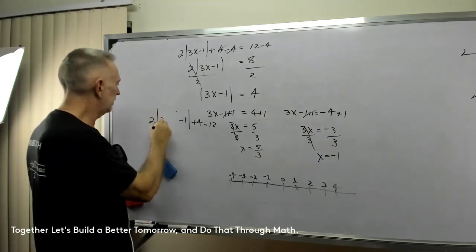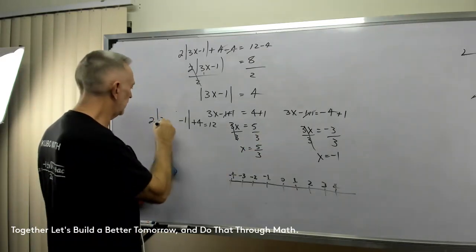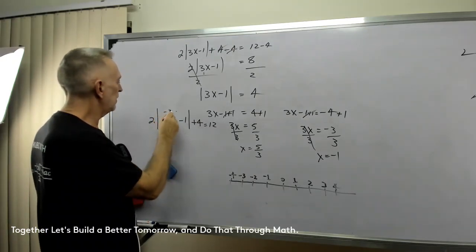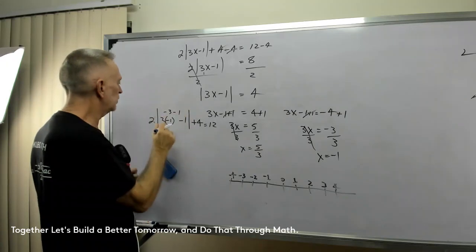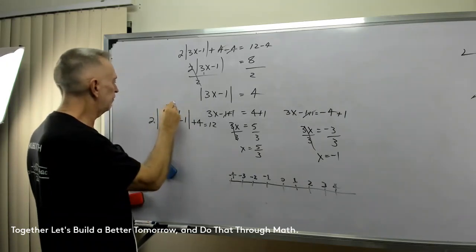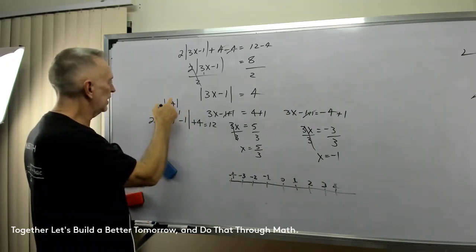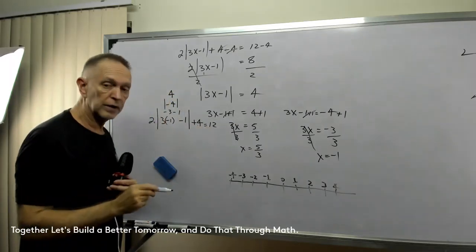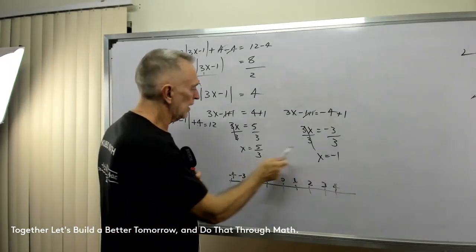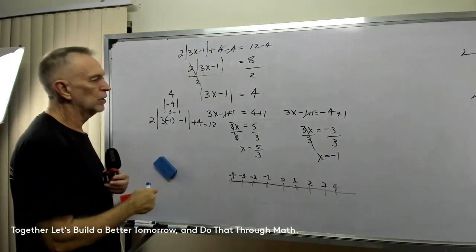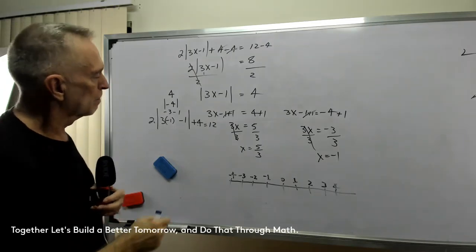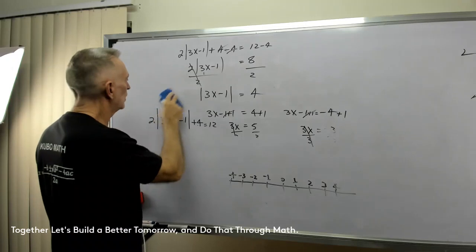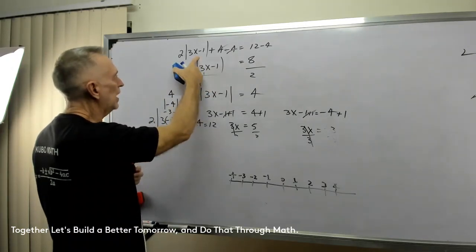So we had 3 times x. Now x is a negative 1. Okay, so that gives me negative 3 minus 1, a minus a positive plus a negative gives me a negative 4. Absolute value of negative 4 is 4. 2 times 4 is 8. 8 plus 4 is 12. So x equals 5/3, x equals negative 1 are both solutions. Okay. All right, so that's how that rule of isolating the absolute value works out.